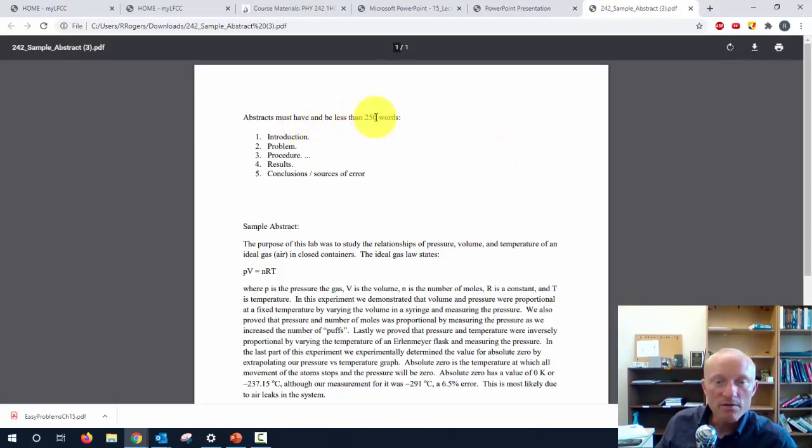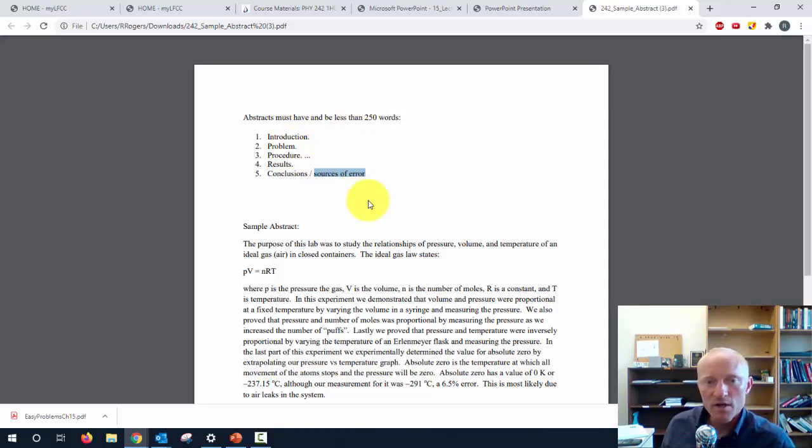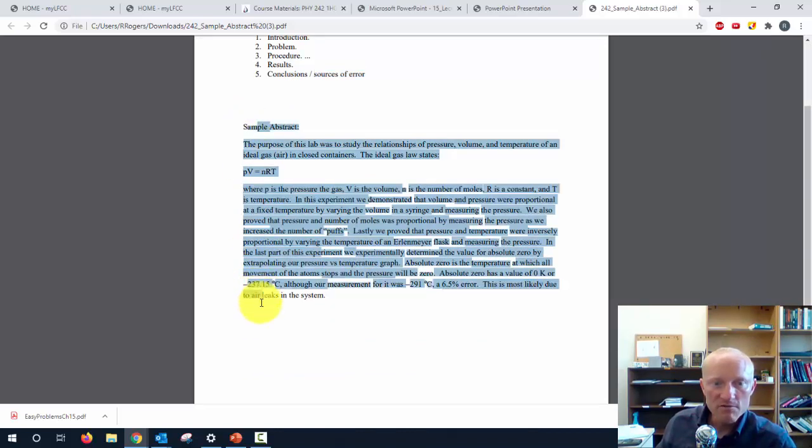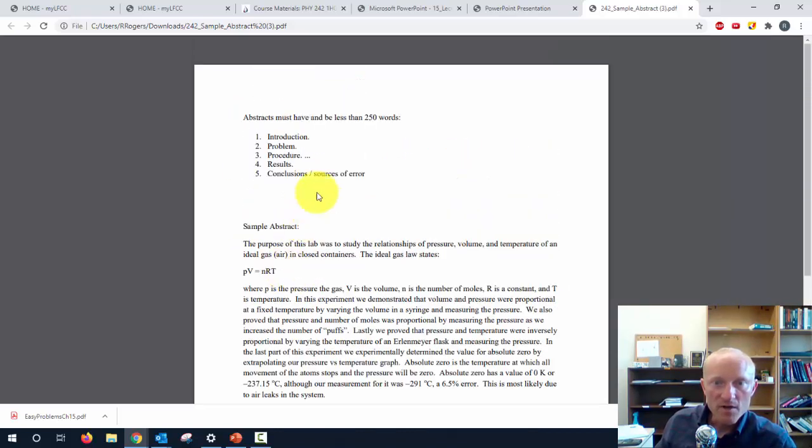This is what we need, 250 words or less. Please don't write your life story. Introduction, problem, blah, blah, blah. For your sources of error, if you get more than a 0% or more than like a 1% error, that's probably due to rounding, but something bad probably happened. At that point, you better be shooting me an email or talking to me on my Zoom sessions. Here's a sample abstract for the ideal gas law lab that you did in Physics 241.